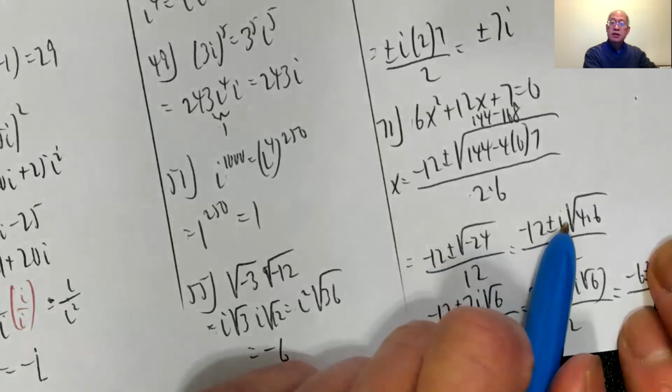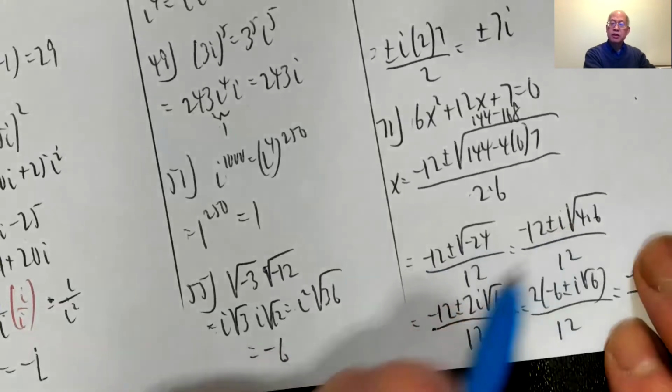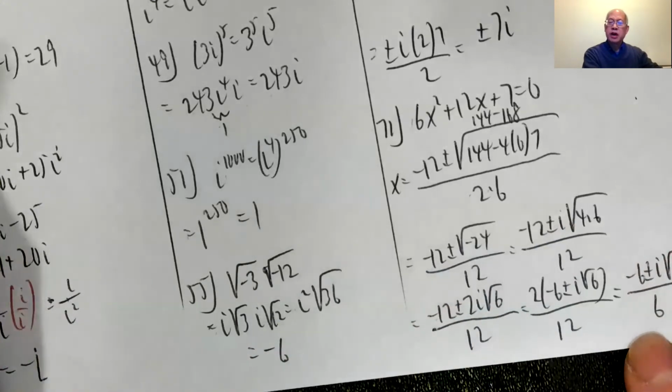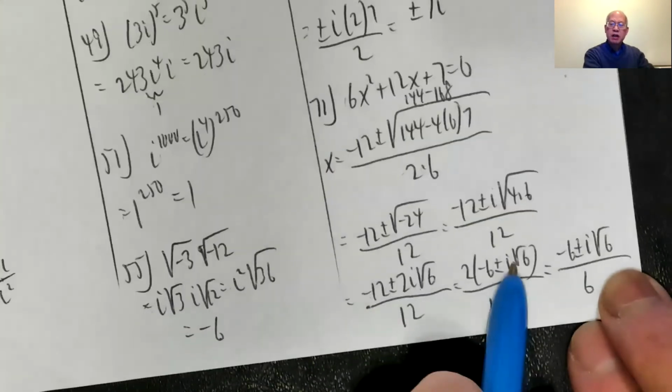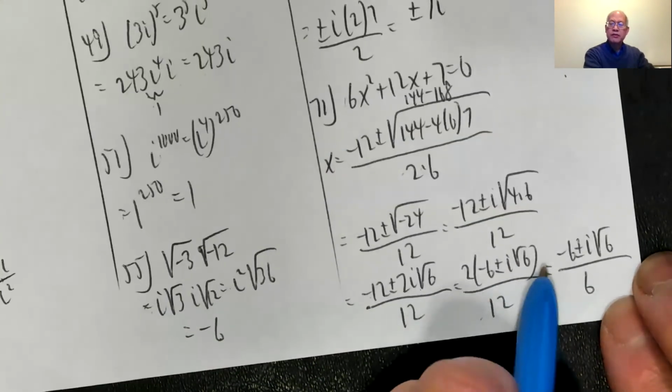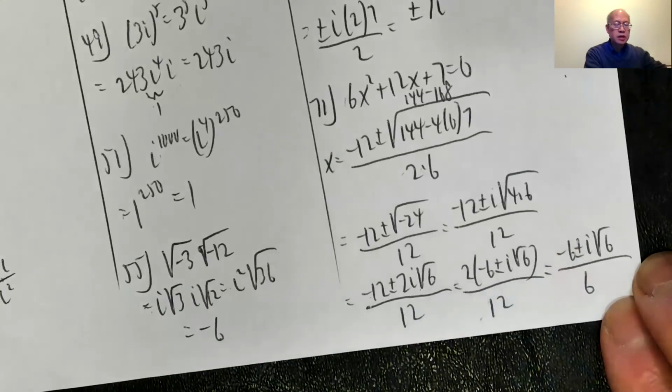And let's see, 24 is 4 times 6. Take out the 4 as a 2. So negative 12 plus or minus 2i radical 6 over 12. Factor out a 2. Negative 6 plus or minus i radical 6 over 12. Cancel the 2 with 12. Negative 6 plus or minus i radical 6 all over 6. So that was section 1.5 on complex numbers.